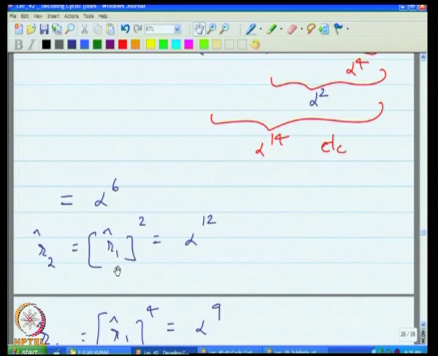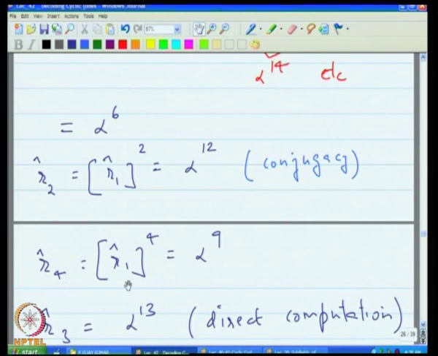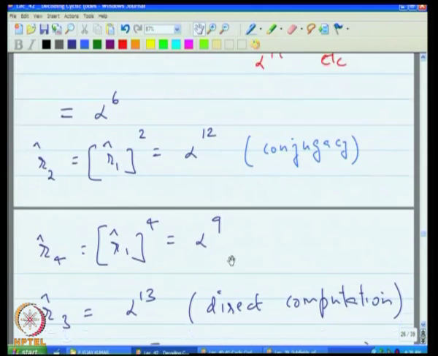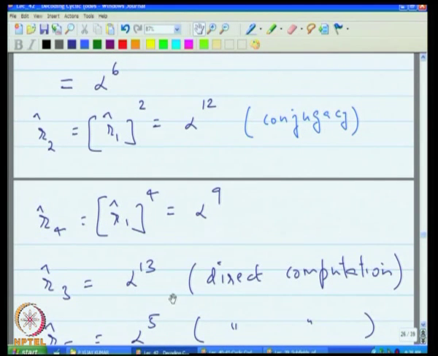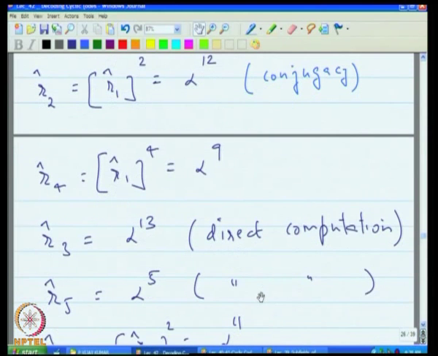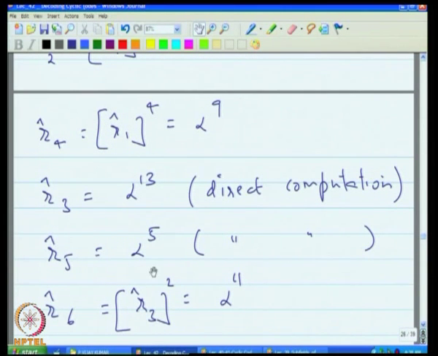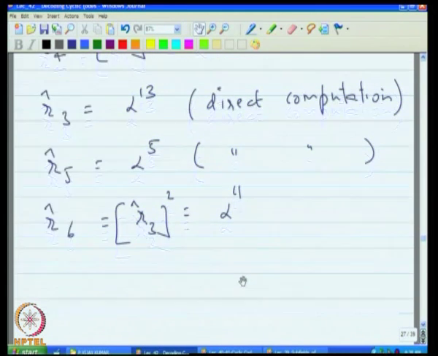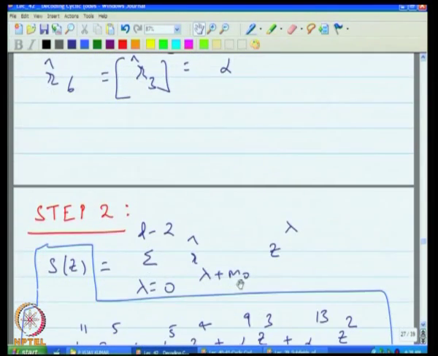R hat of 2 by conjugacy, okay, so this is by conjugacy. By conjugacy, r hat of 2 is r hat of 1 squared, which is alpha to the 12. R hat of 4 is r hat of 1 to the 4, which is alpha to the 9. R hat 3 is alpha to the 13. I have not shown this here, but it follows from direct computation. R hat 5 similarly alpha to the 5. R hat 6 is r hat 3 squared, alpha 13 squared, alpha to the 26, which is alpha to the 11.